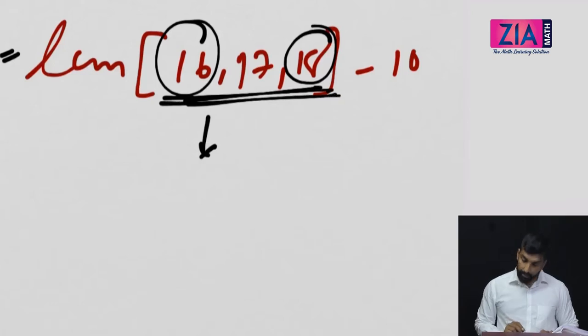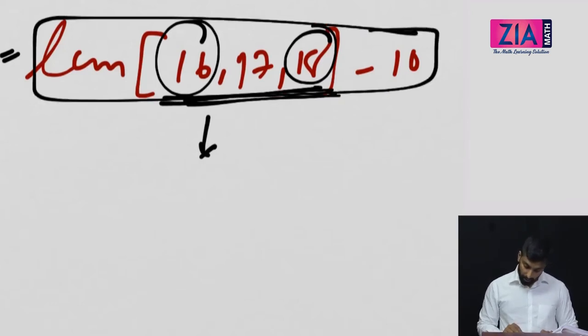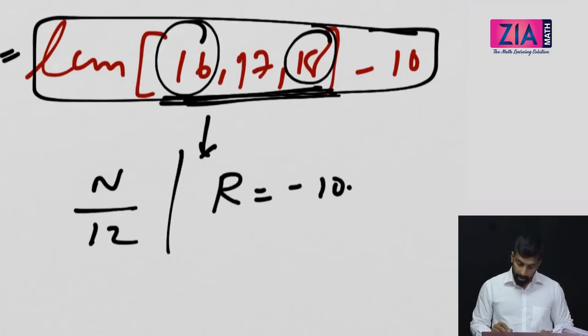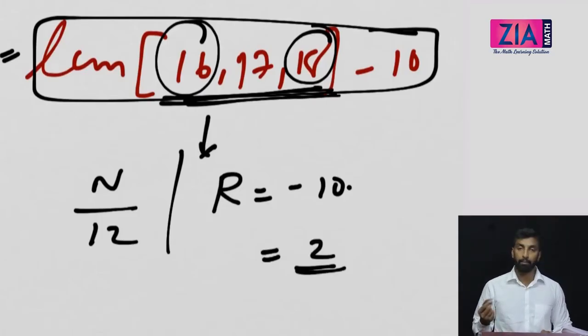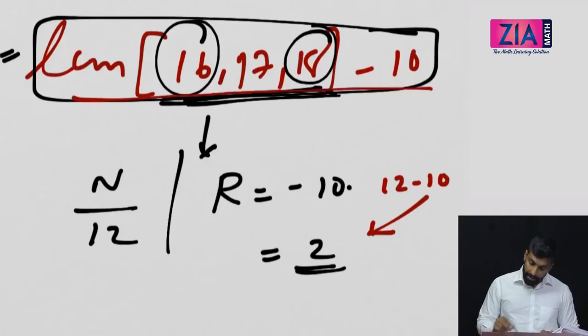So if this is divisible by 12, and what is your n? n is LCM minus 10. So if you divide your n by 12, you get a remainder of minus 10. Remainder minus 10 means what? It is actually 2, right? Because there is no possibility of getting a negative remainder. It is nothing but 12 minus 10, that is nothing but 2. So if you divide n by 12, you will get 2 as the remainder.